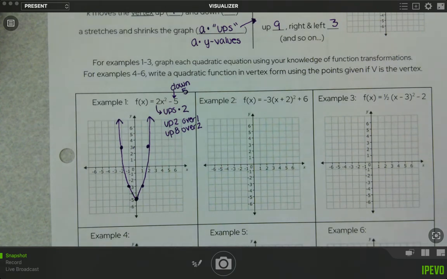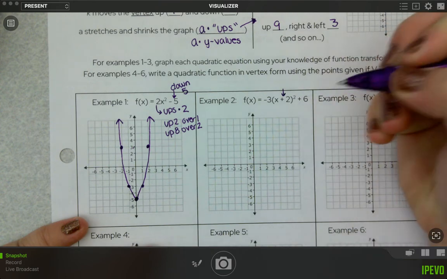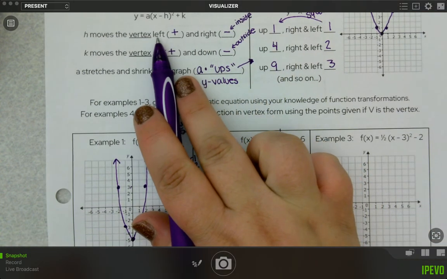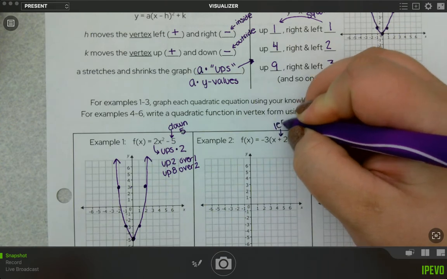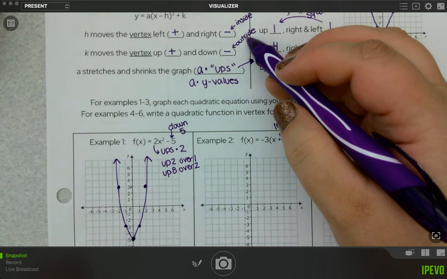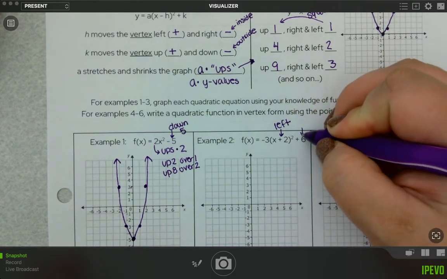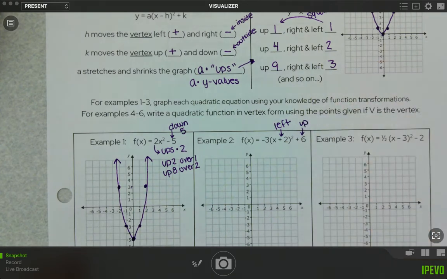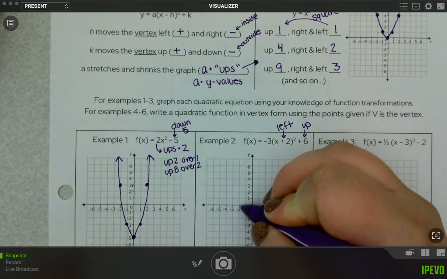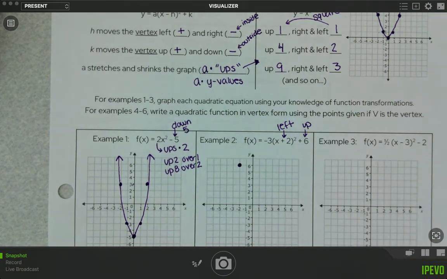The next one has left and right and up and down. So there's a plus 2 on the inside, and if the inside one is a plus, it goes to the left. So I'm going left 2. If there's a plus on the outside, it's going up. So left 2, up 6. Start in the middle at 0, 0. Left 2, up 6. There's our new vertex.